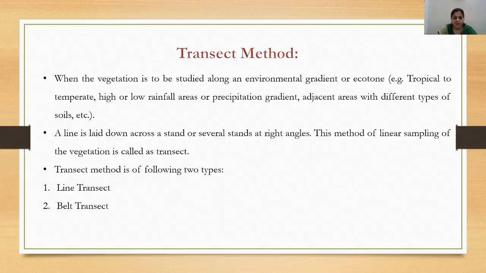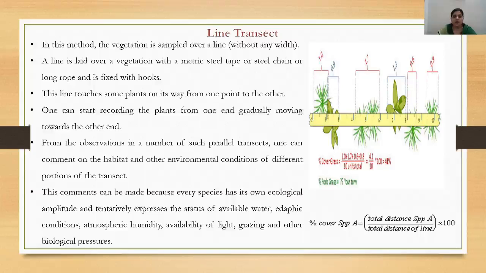In the transect method, a line is laid down across a stand or several stands at right angles. This method of linear sampling of the vegetation is called a transect. This transect method is also of two types. The first one is the line transect method, whereas the second one is the belt transect method. So we'll start with the line transect method.